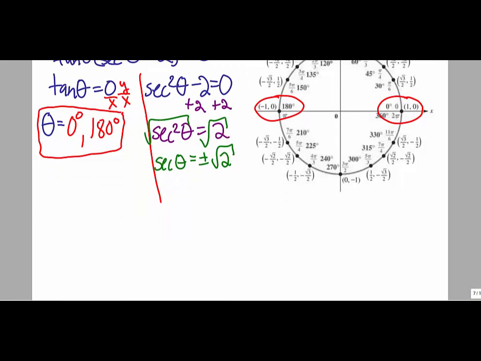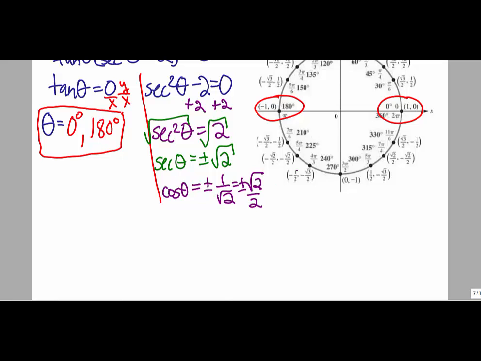Now, sometimes it's hard for us to remember what angle has that secant value of plus or minus the square root of 2. So we can always think about it in terms of the reciprocal function. So the same angle that has a secant value of plus or minus square root of 2 has a cosine value of that same angle as the reciprocal of that. So that same angle also has a cosine value of plus or minus 1 over the square root of 2, which if we rationalize that, it looks really familiar, square root of 2 over 2.